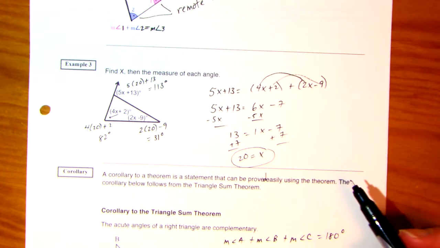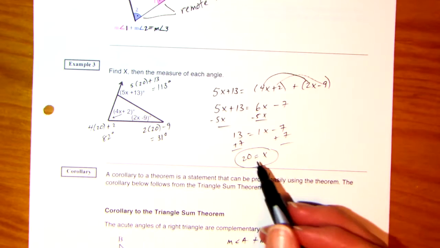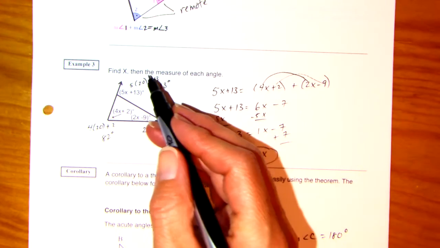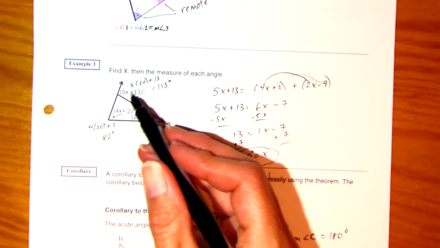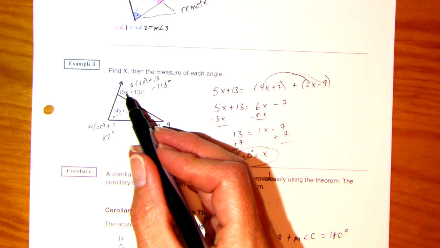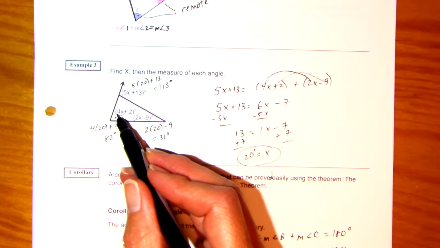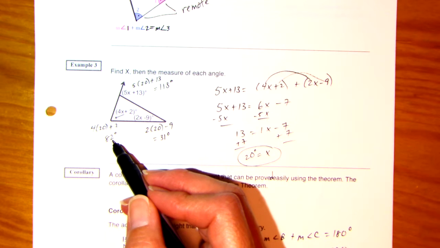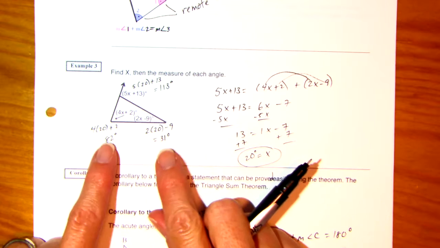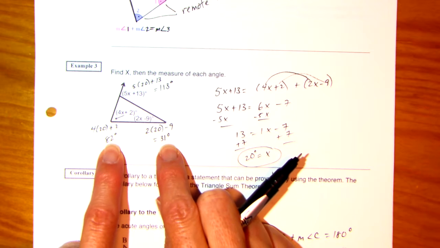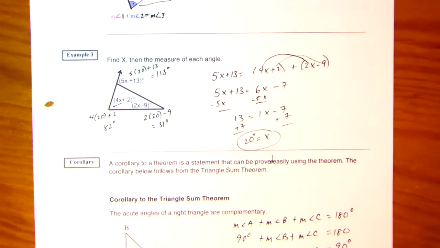Now you always have to make sure that you answer the question. It does say find x, but if you don't read the rest of it, it can be a problem. So we know x is 20 degrees. Now the measure of each angle. Not only do you need to find x, but I need to find this one. So substitute 20 for x. 5 times 20 plus 13 equals 113. 4 times 20 plus 2 equals 82. 2 times 20 minus 9 equals 31. These two angles, the remote interior angles, will sum to equal the exterior.